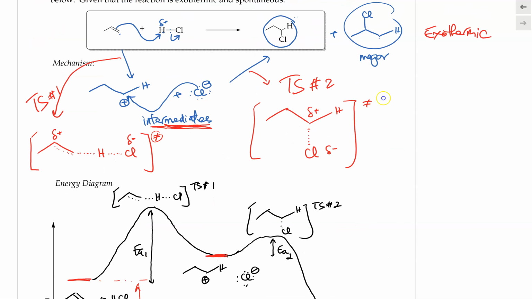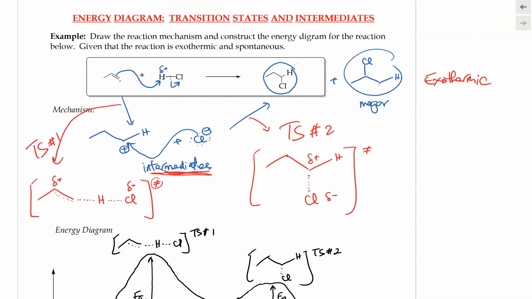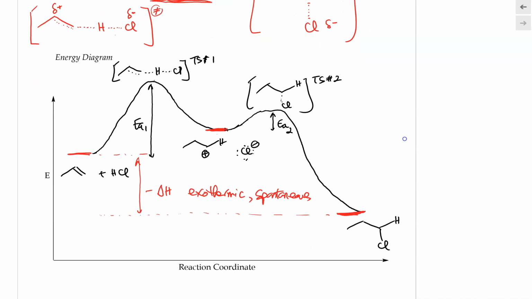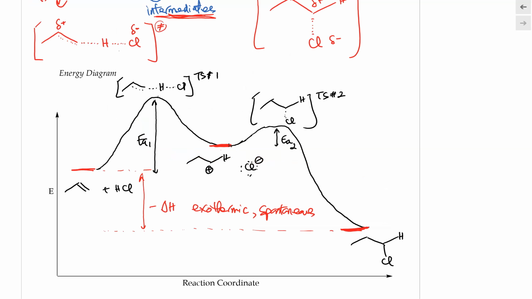And again, this is a two-step reaction. But had it been a one-step reaction, it would be easier. And in this reaction, the first step, this step right here, would be the rate determining step, because this is the step that has the higher activation energy.